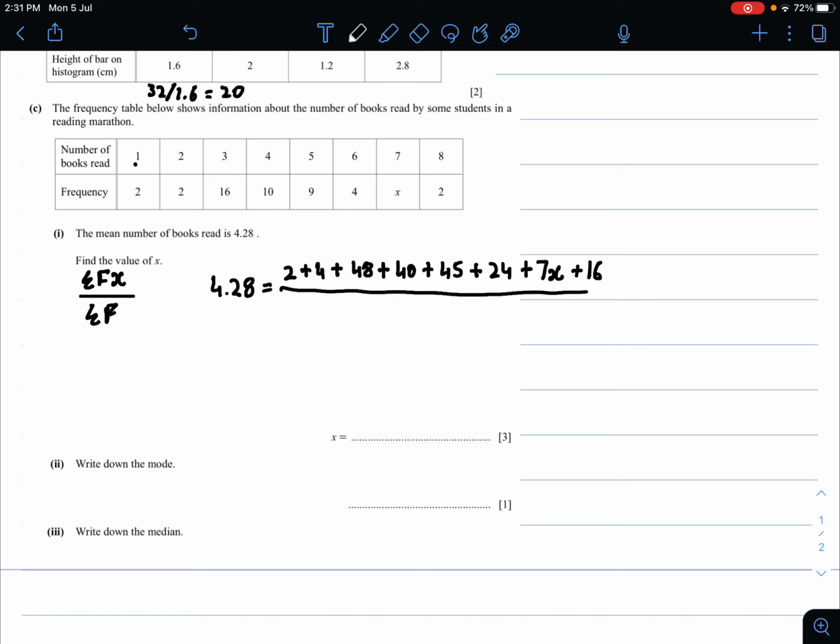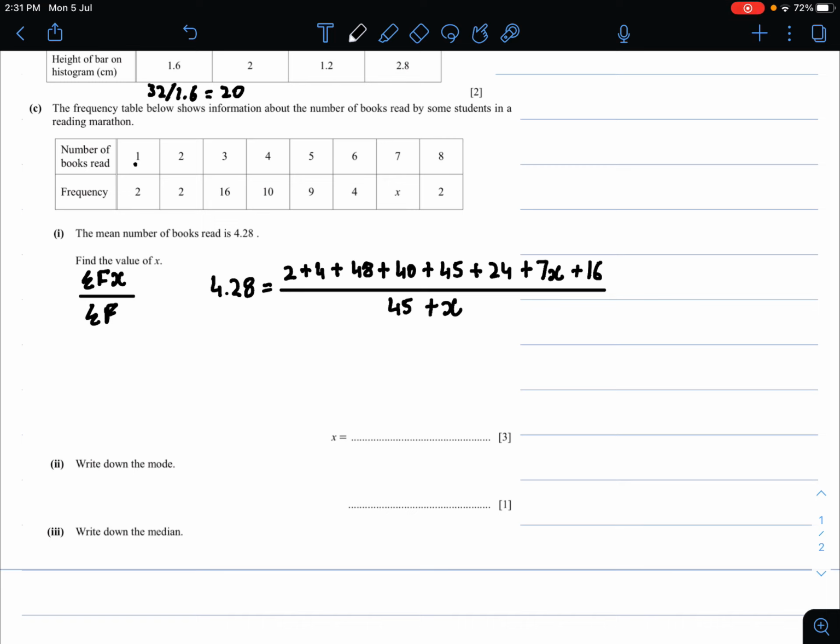7 multiplied by x would be 7x, and 8 multiplied by 2 would be 16. The whole thing divided by the total of the frequency, that would be 2 plus 2 plus 16 plus 10 plus 9 plus 4 plus x plus 2. So we can leave it as 45 plus x, because we need to find x.